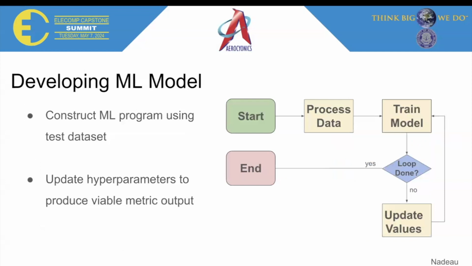To develop our machine learning model, we followed the simple functional block diagram seen here. We first need to process data by tokenizing it and transforming the text data into tensors, or matrices of numbers. We then went through the training loop, updating parameter values based on our optimizer as long as the loop was still continuing. Once the loop was over, we would output the metric values in the results of the trained model.